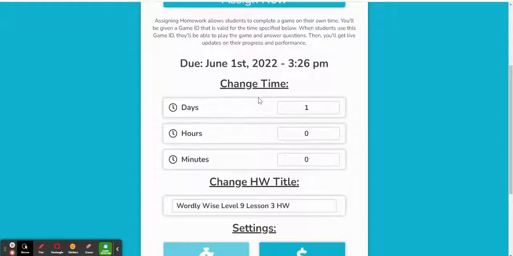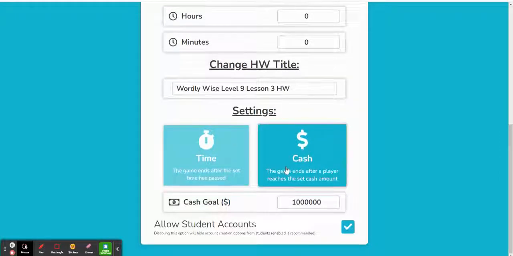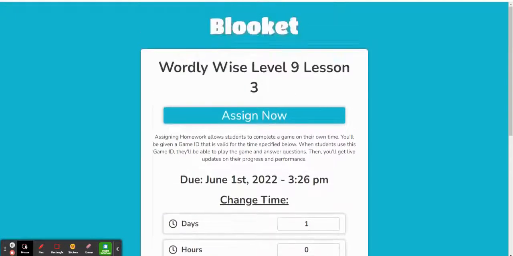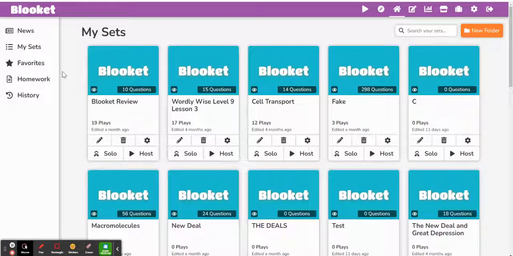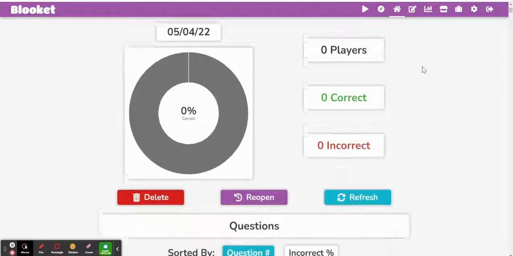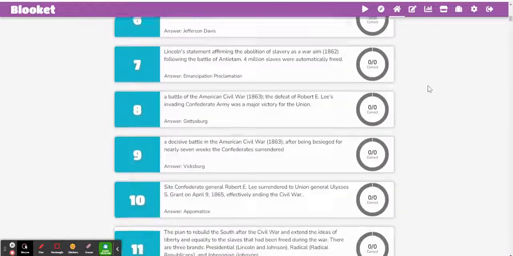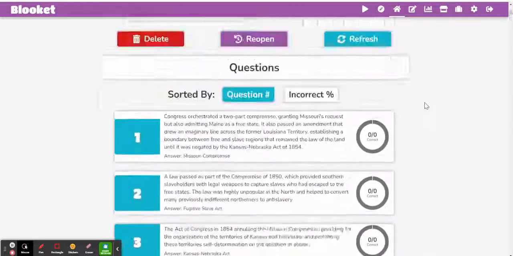of due dates or how long it's available to the students, and also a title change, so that way you can put it in your LMS. You have the option of making the students play it for a certain amount of time, or they'll gather so many points. With that, upon completion of the students doing their homework, you'll get a little data set from the student that tells you what they did good on and what they did bad on, so that way you can help them out next time in the classroom.